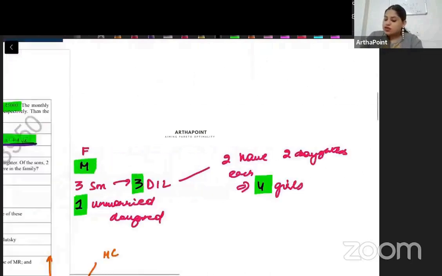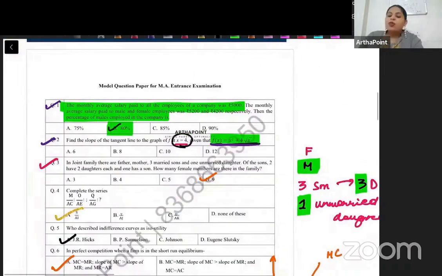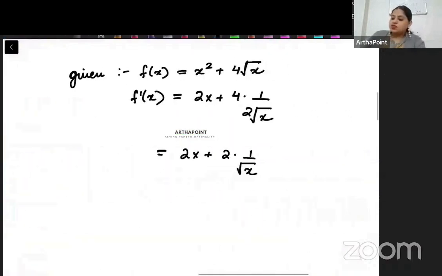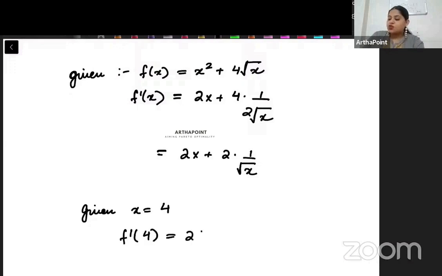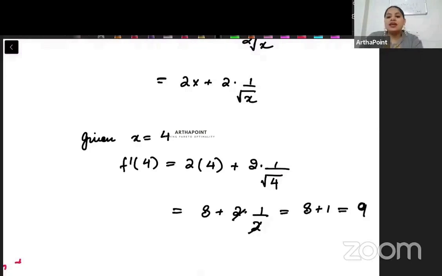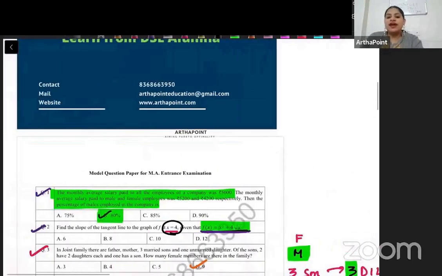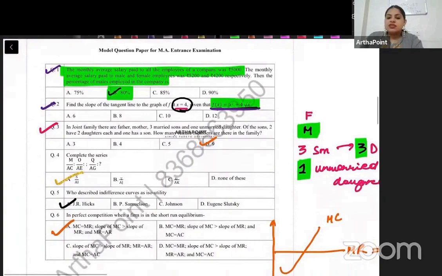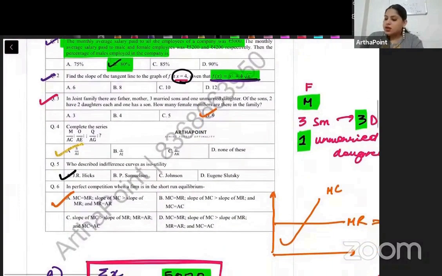Now it is given to us that x is equal to 4. So when x is 4, what will be your slope? 2 into 4 plus 2 into 1 by root 4. So this is going to be 8 plus 2 into 1 by 2. So this will be 8 plus 1, which is 9. That is going to be your f dash x. So there is some mistake here. The answer should be 9. Let's go to the next question.